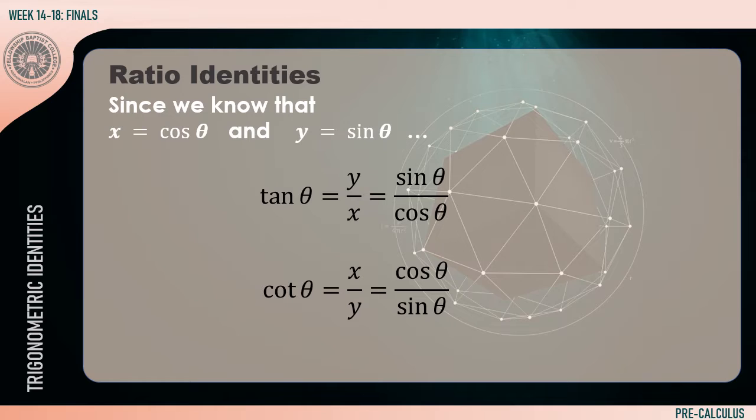Okay, based on our previous class, we were able to use these identities, but we did not know that they are called ratio identities. So we were able to use the tangent and cotangent functions. They are referred to as ratio identities because they are in the form sine over cosine for tangent and cosine over sine for cotangent. So that is ratio identities.